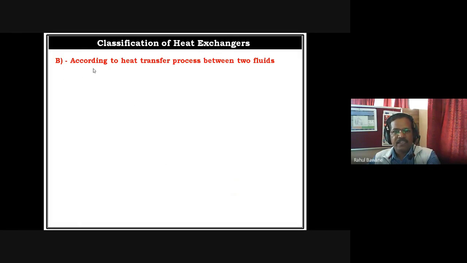Now the second category: according to the heat transfer process between two fluids.